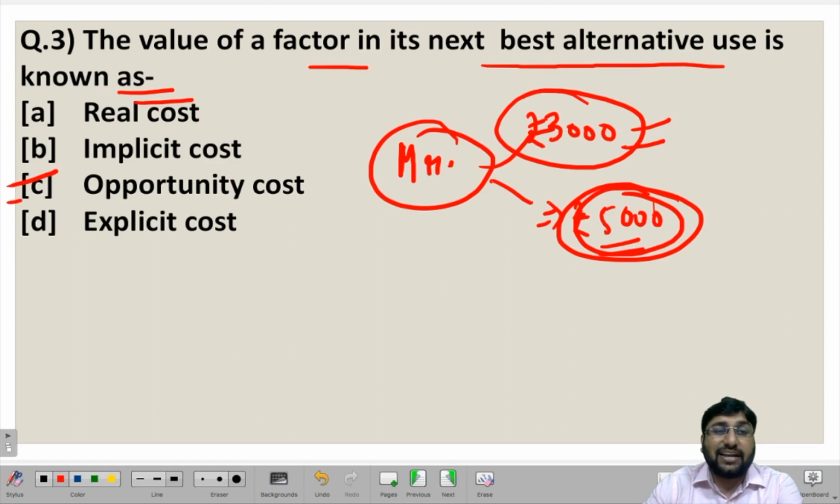So you can get n number of examples in this case. Wherever you just have to understand a very simple thing, that the next best alternative use that you are foregoing becomes your opportunity cost, because that is the cost that you have actually left over. So that's the concept of opportunity cost. Moving to the next question for the day.